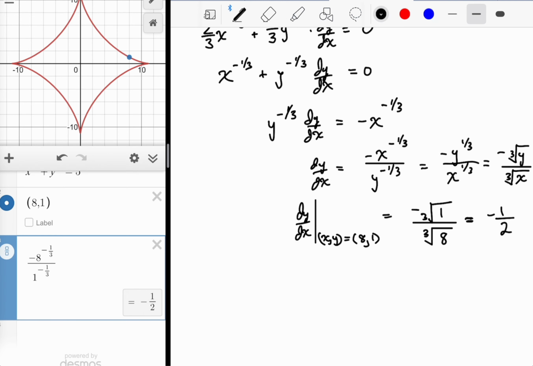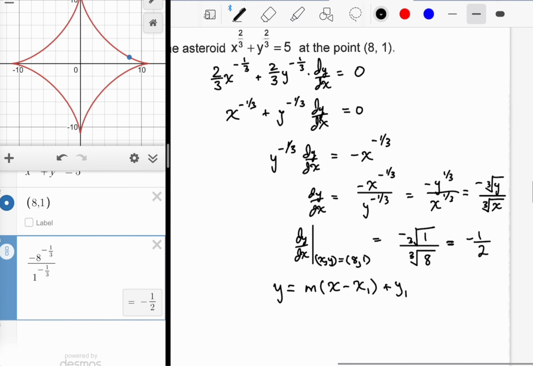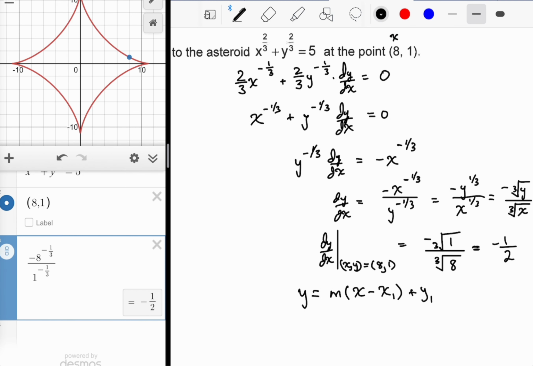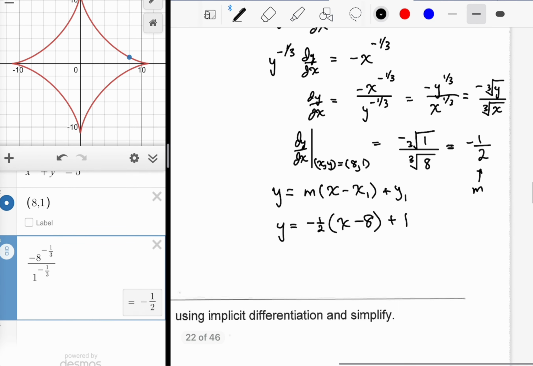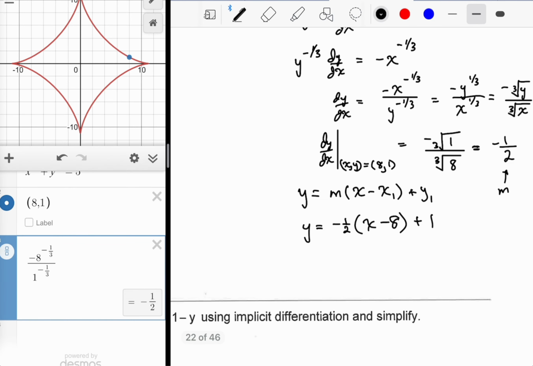So y equals m times x minus x sub 1 plus y sub 1. So we have the x sub 1, y sub 1. We have the m, so we're good to go. So y would be equal to negative 1/2 x minus 8 plus 1. So then I could just pop that into my graph.